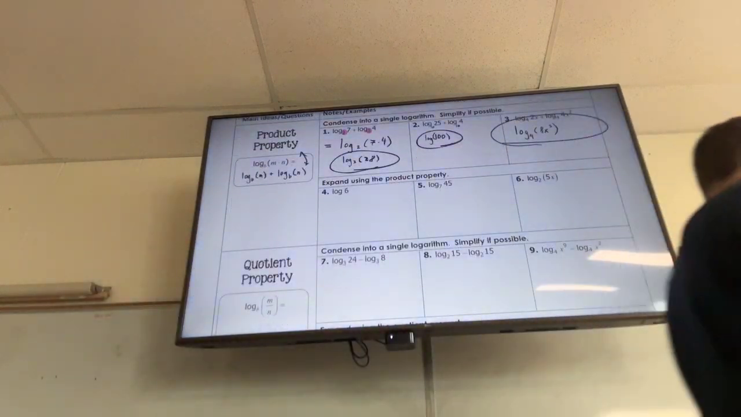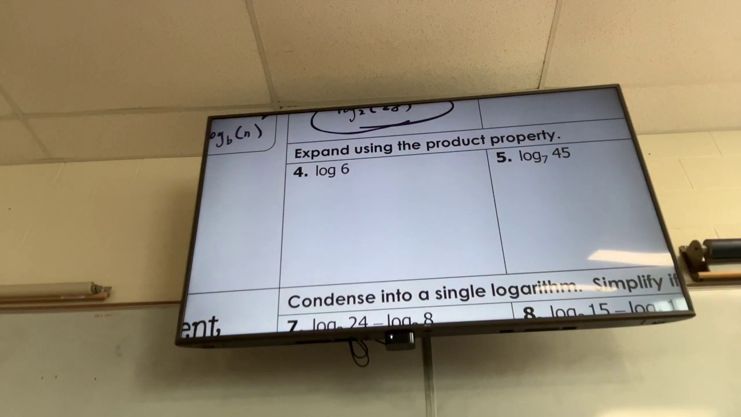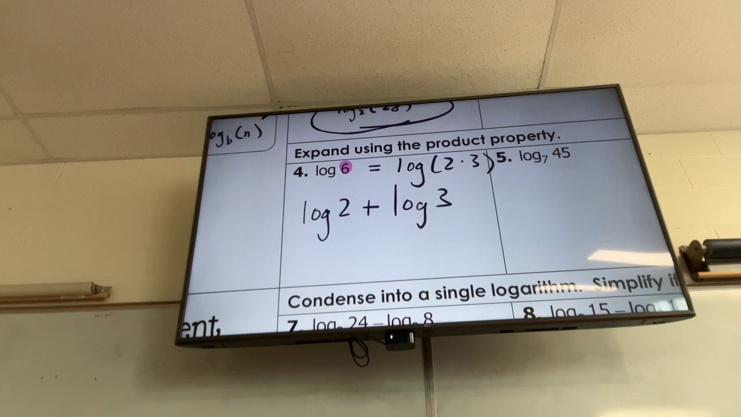All right, so we're gonna expand. Okay. So what are two factors of 6 I can write now? 3 and 2. Great job. So this is the same thing as log of 2 times 3, right? Then how do I split that up? Log 2 plus log 3. All right, so we're just gonna lob you some, right? Just gonna give you some.